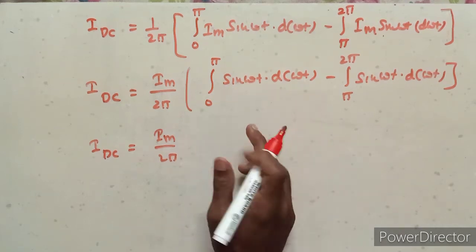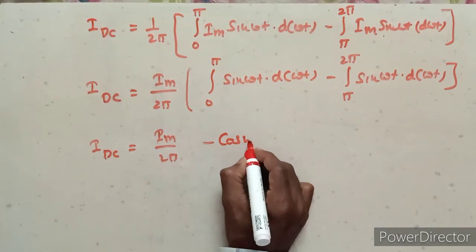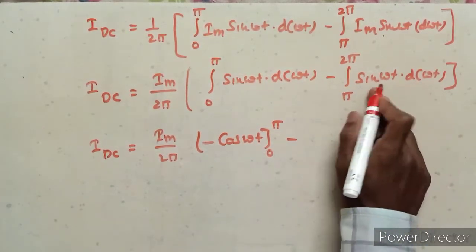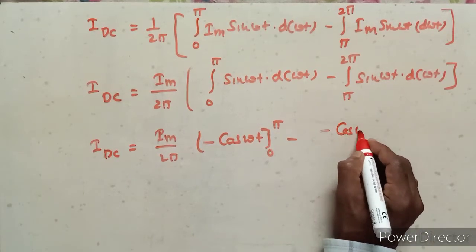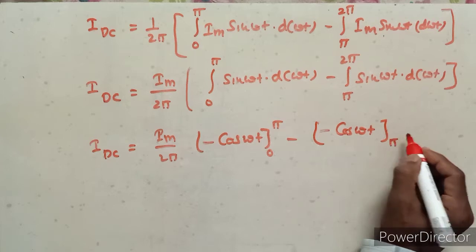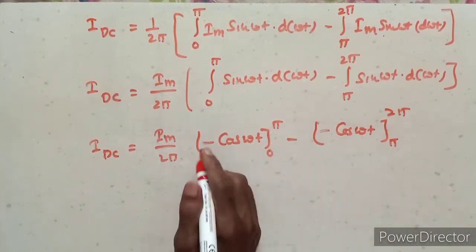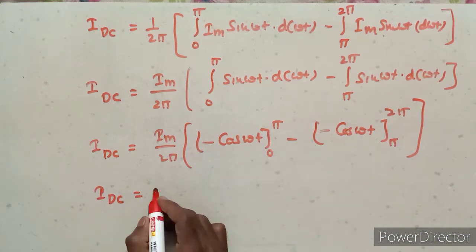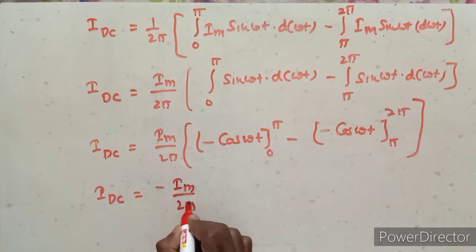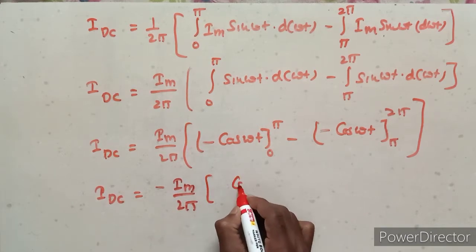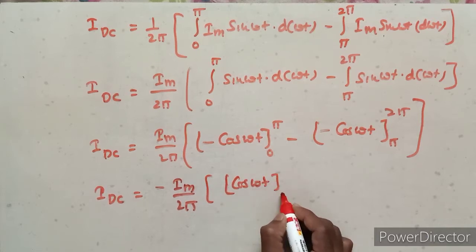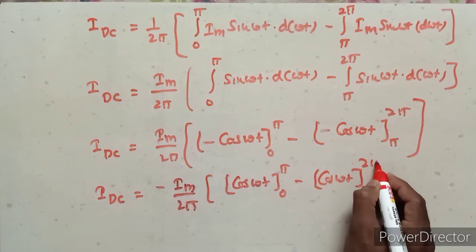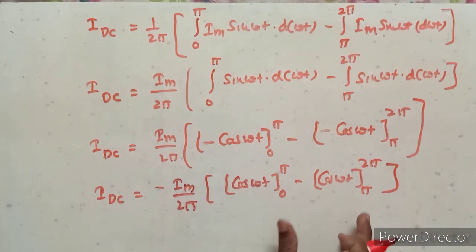Here the integration of sin omega t is minus cos omega t, boundaries 0 to pi, minus, here sin omega t is minus cos omega t, boundaries pi to 2 pi. Here minus is the common. So the dc current equals minus Im upon 2 pi, cos omega t boundaries 0 to pi, minus cos omega t boundaries pi to 2 pi. The boundary conditions are applied here.